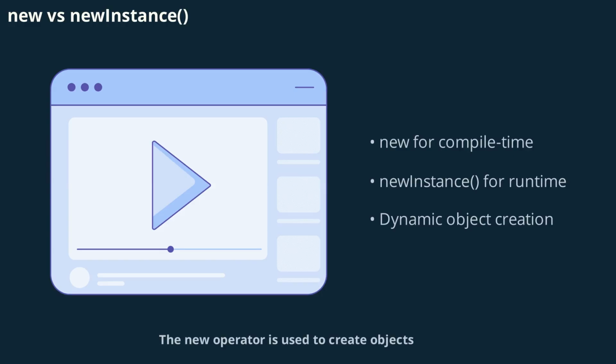The new operator is used to create objects when you know the type at compile time. If you need to decide the object type at runtime, you use the newInstance method. This allows for more dynamic and flexible object creation, especially in frameworks and libraries.